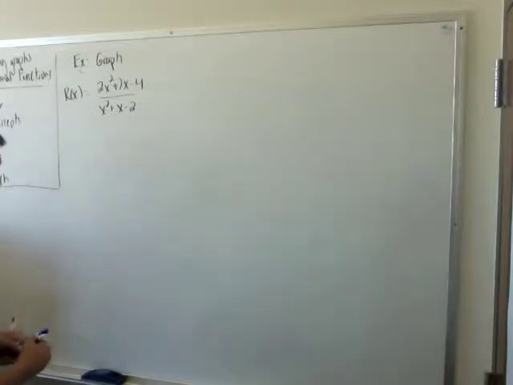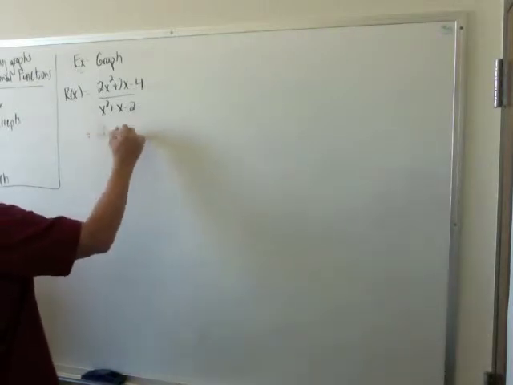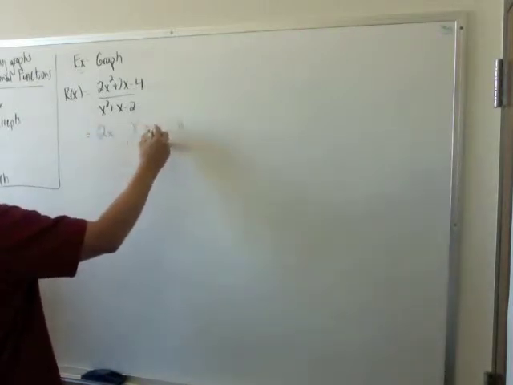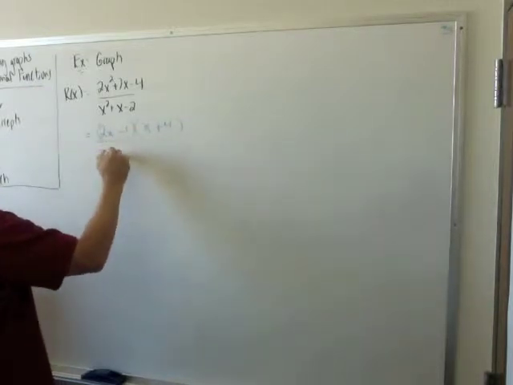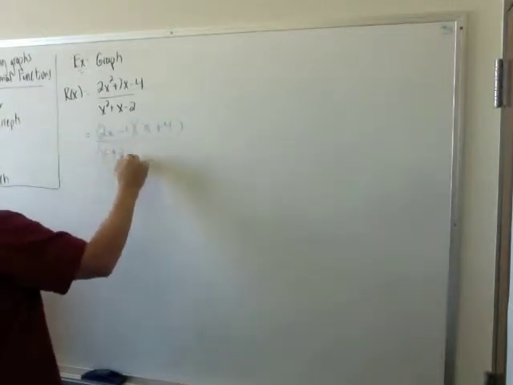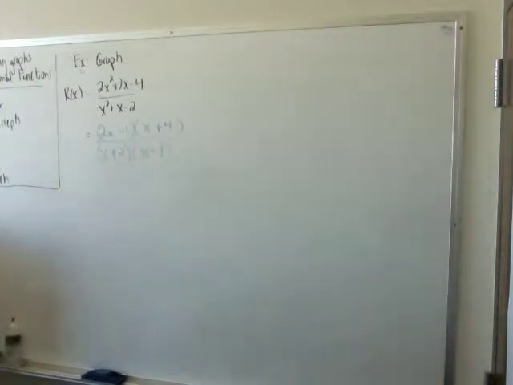All right, first step, factor. So I think you get 2x and x, and plus 4 and minus 1. And over here we're going to get x plus 2 and x minus 1, okay? Factored it up. Awesome. How do we find the intercepts? Well, let's go through that.